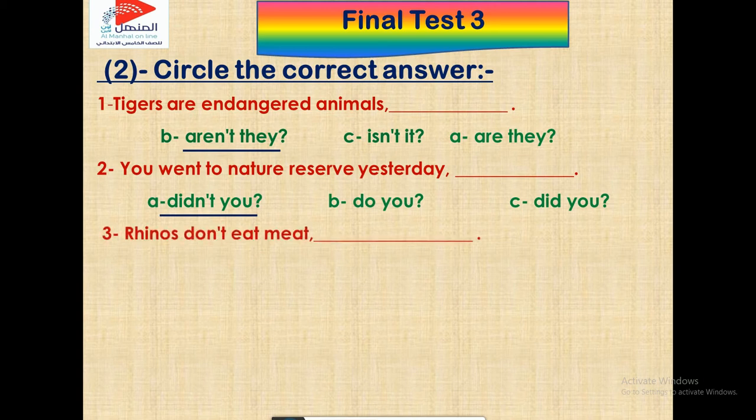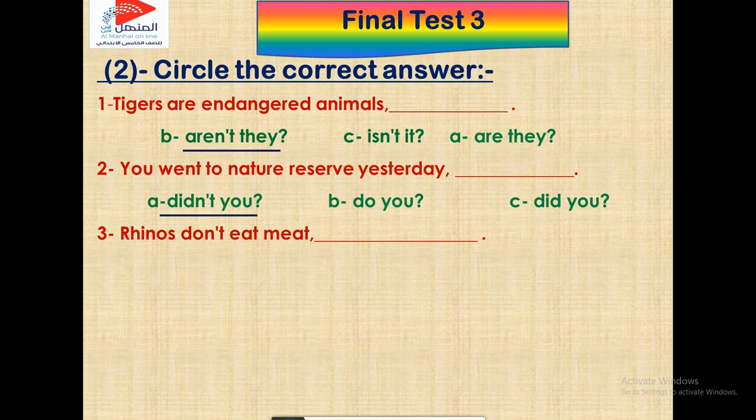Very easy. Rhinos don't eat meat. What is the answer here? The verb is in the negative form, present simple tense, don't, so we have to omit not, or erase not, and only use do. We said if it's in the negative form, we use the affirmative form of the verb. Switch it with the subject, which is rhinos, but you cannot use a noun in the question tag, so we have to substitute it with a subject pronoun. Rhinos is plural, so we use they.